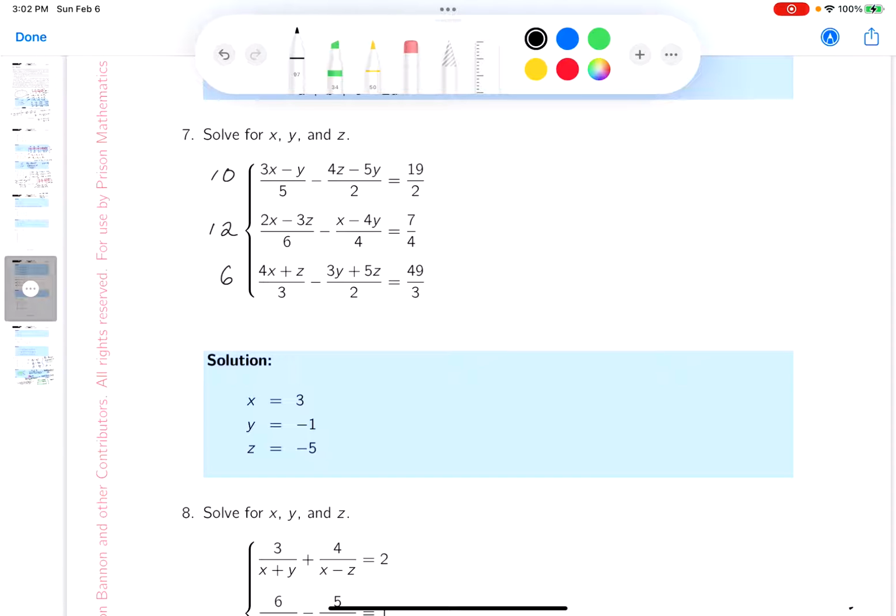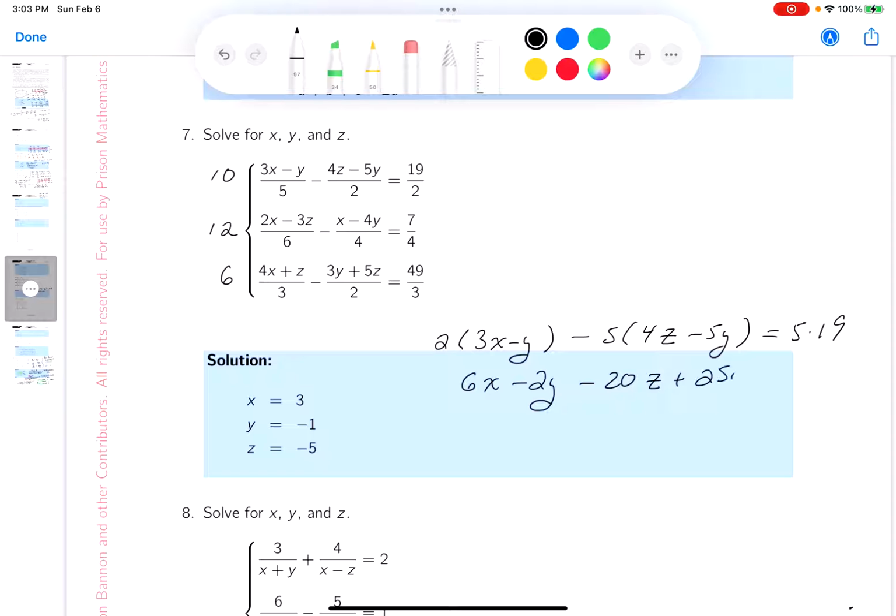And I'm going to be real careful when I do it. I'm going to write it down, but I do want to erase what I write down after I write it down. And what do I see? I see 2 times 3x minus y minus 5 times, I'm just doing row number 1. I'm going to erase it after I write this down, though. And then it's going to be 5 times 19. And what does this give me? It gives me 6x minus 2y minus 20z plus 25y equals, let's see, it's going to be 50 and 45, 95.